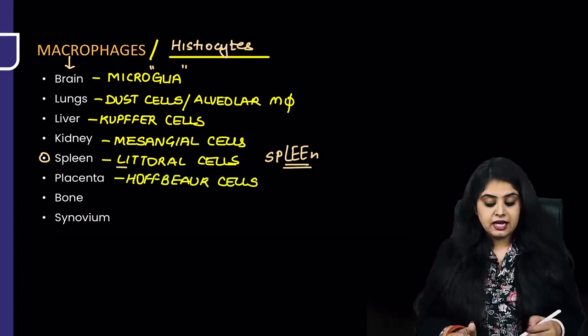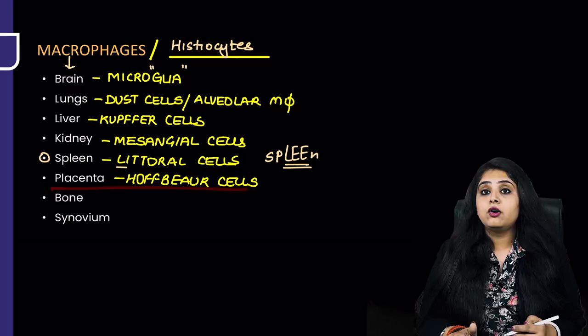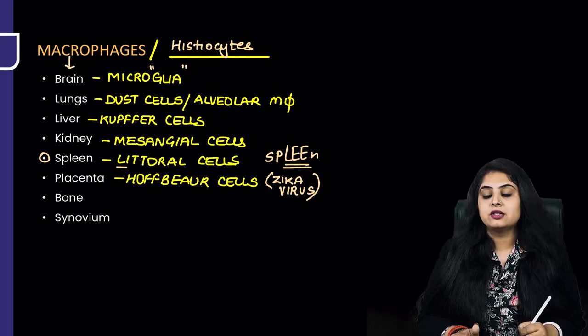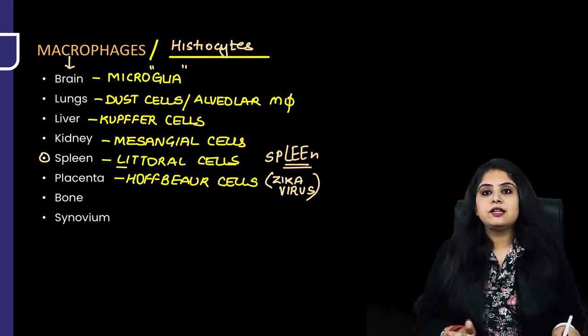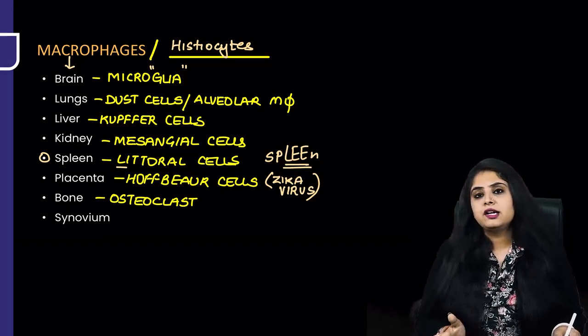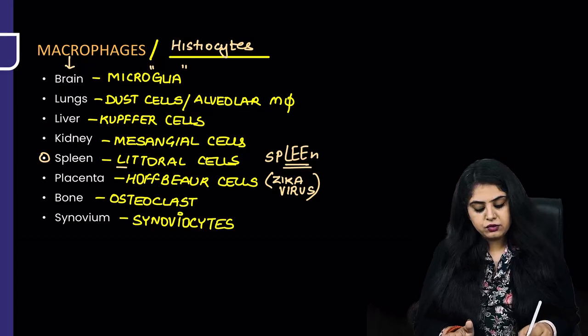In the placenta, gynae question, macrophages are known as the Hofbauer cells. You get a question: it is the Hofbauer cells which is going to be the site of residence of Zika virus. That is a microbiology question. Coming to the next, in the bone, it has to be osteo, so it is osteoclast. And in the synovium, it has to be synovio, so it is synoviocytes, to be very precise, type A synoviocyte.